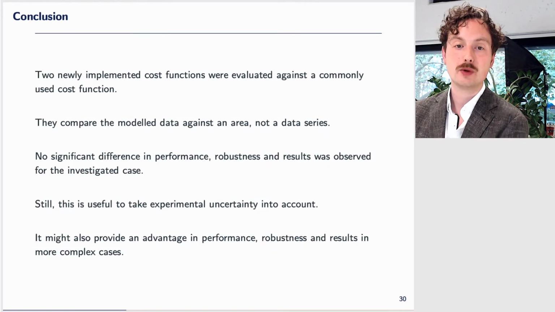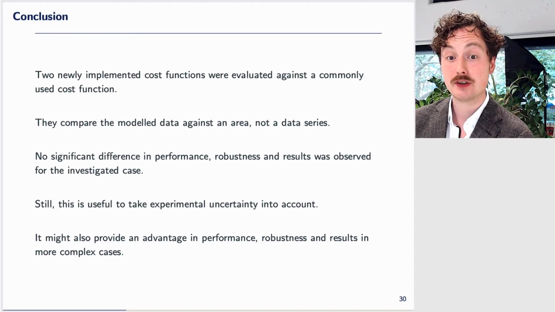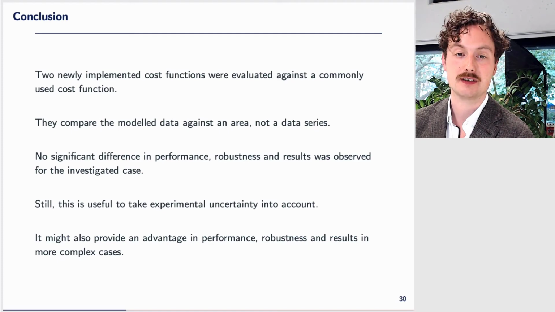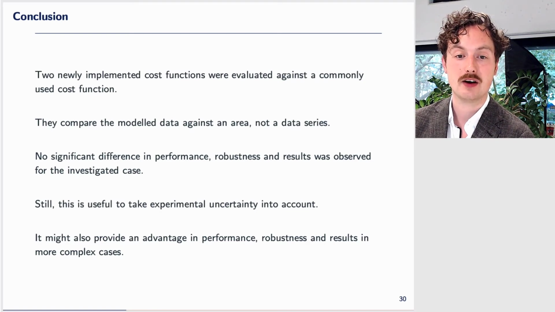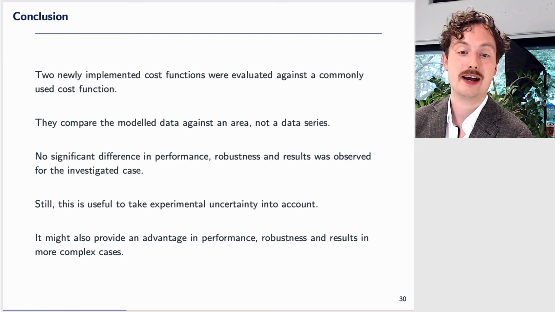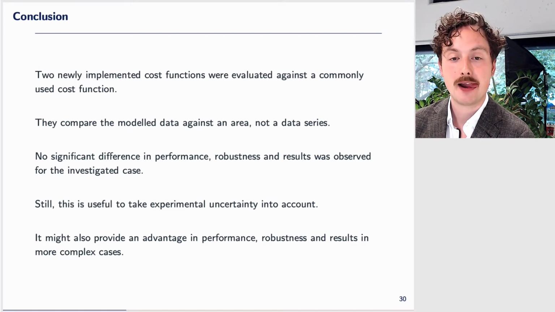So, what can we recap? 2 newly implemented cost functions were evaluated against the commonly used cost function. They compare the modeled data against an area, not a data series. But no significant difference in performance, robustness, and results was observed for the investigated cases. Still, this is useful to take experimental uncertainty into account. It might also provide an advantage in performance, robustness, and results in more complex cases.